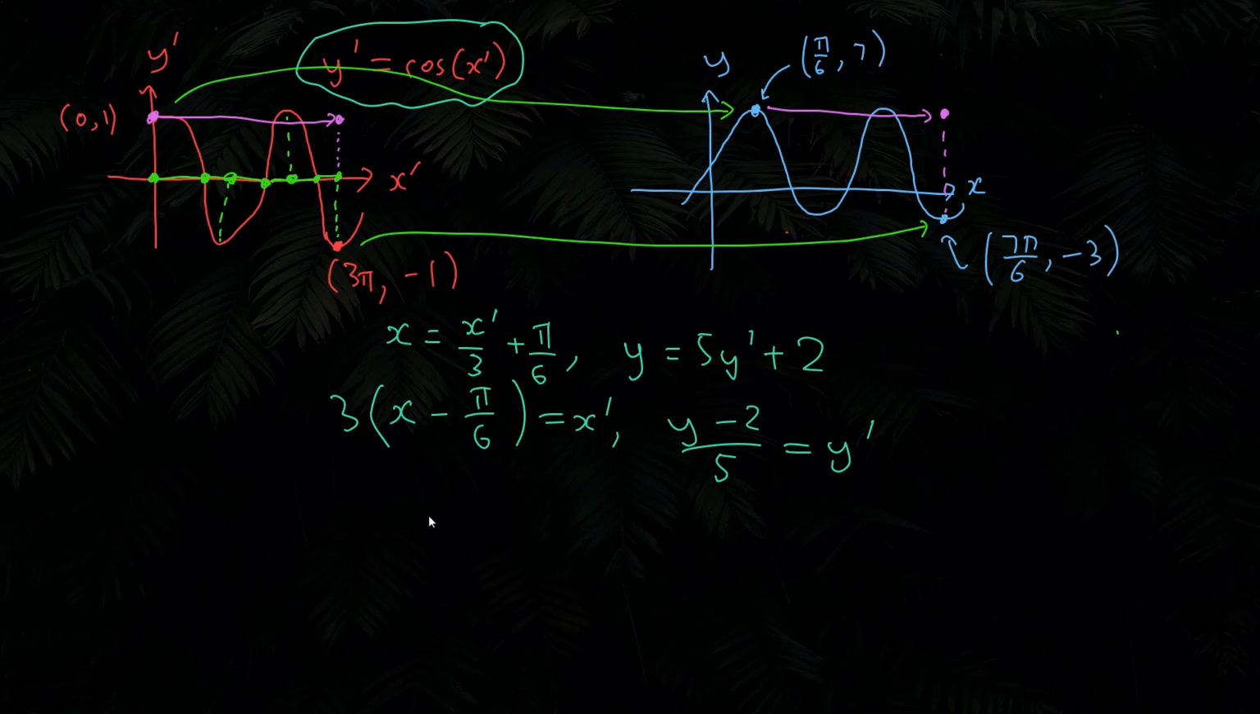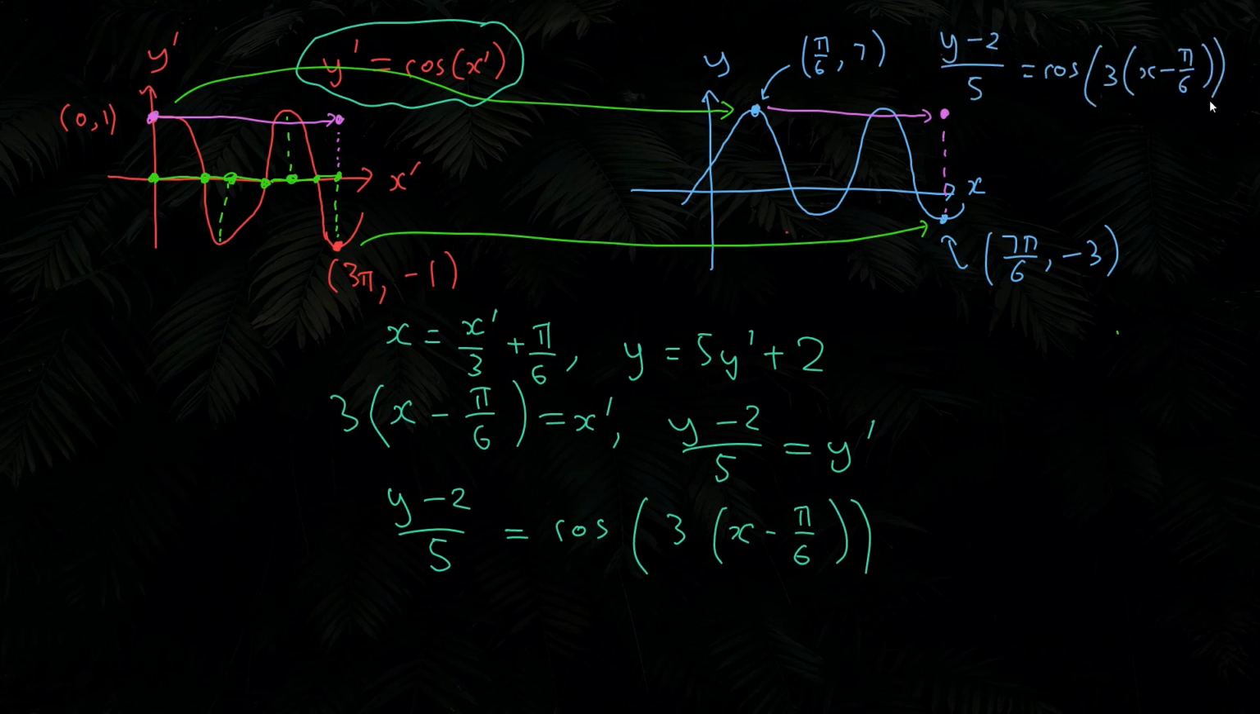So y dash equals cos of x dash becomes y minus 2 over 5 equals cos of 3 times x minus pi over 6. And this equation is the one we were looking for. So if we want, we can write that up here. And that should get you full marks for this question. Now, of course, if there's a specific form they want this in, you might have to rearrange this equation a bit, but those details depend on the specific phrasing of the question, so I'll leave that kind of stuff to you. The important thing is really to get this equation, and then whatever changes you need to make to it to get it into the desired form, you'll be able to make using simple algebra.